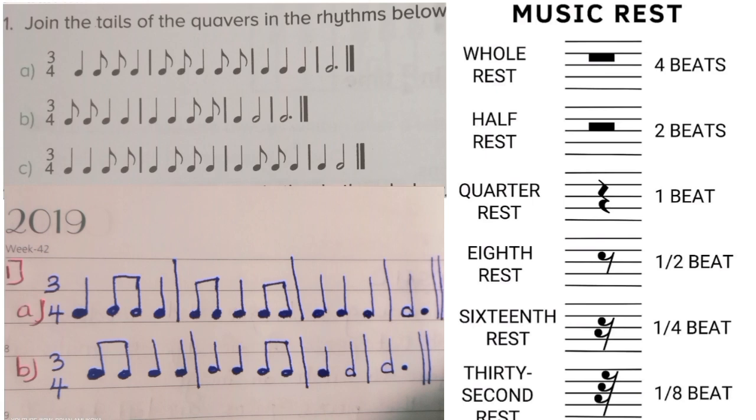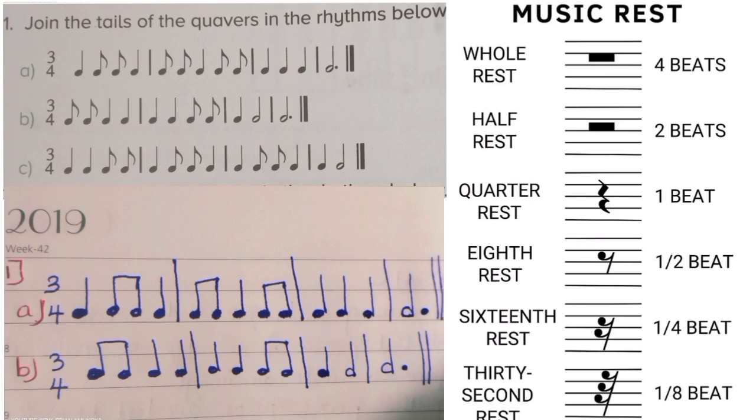When you go to the second bar, as you can see there, the first beat is a crochet. The second one is also a crochet. The third one and the fourth one are beats for a quiver. So we are going to join the two tails of the two quivers to come up with one beat of a crochet, so that the music can be complete according to the time signature we have been given there.